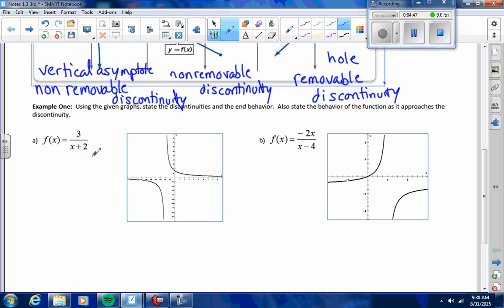Well, what do you notice on the graph? We see a what? Vertical asymptote. Where is that vertical asymptote occurring? It's occurring at x equals -2, isn't it? So if I come in here and draw that, that's at x equals -2. Now look at the function. 3 divided by x plus 2. Vertical asymptote you just said is at x equals -2. How does that tie into the function?